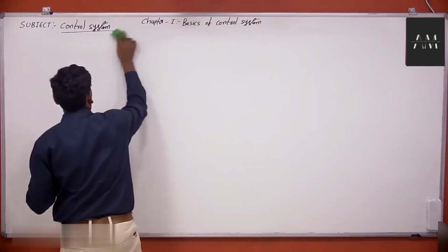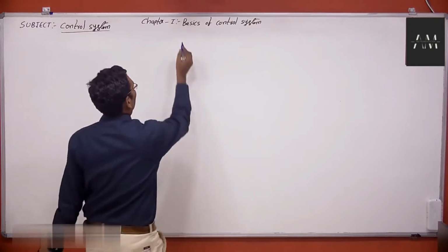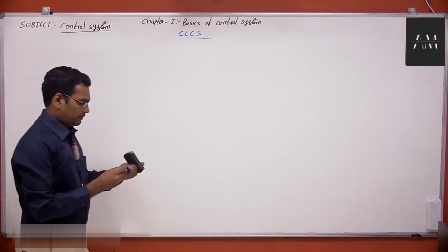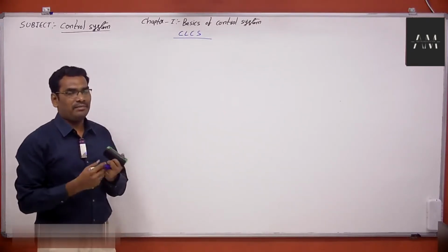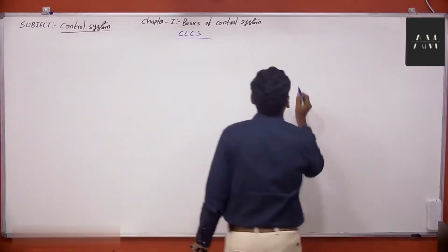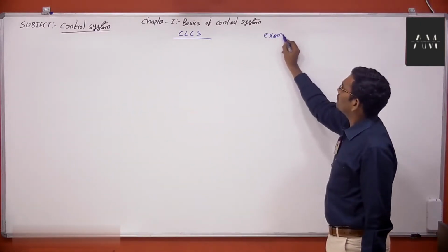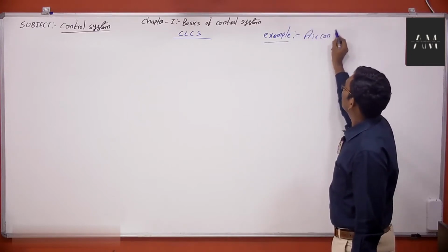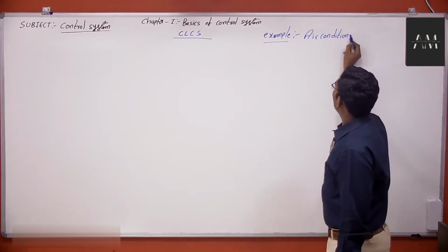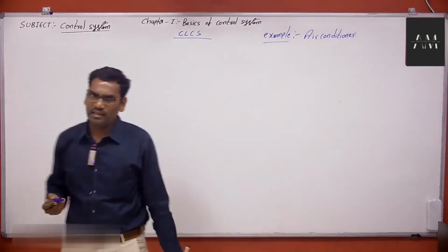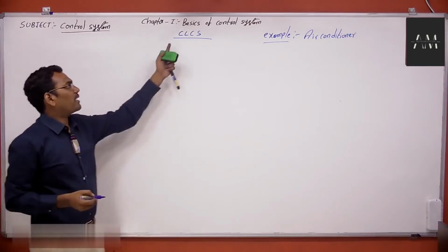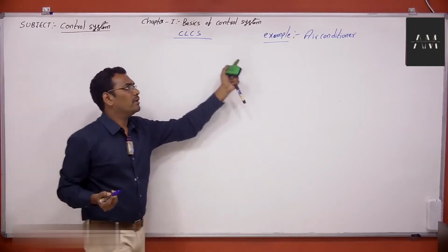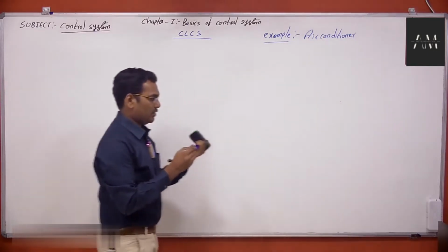What is closed loop control system? This is closed loop control system. So one simple example I am giving. Now we will take one simple example: the air conditioner. We are all familiar with the air conditioner operation and everything. I take that example and we will try to build up the block diagram, features, explanation, definitions and everything with the example of the air conditioner.